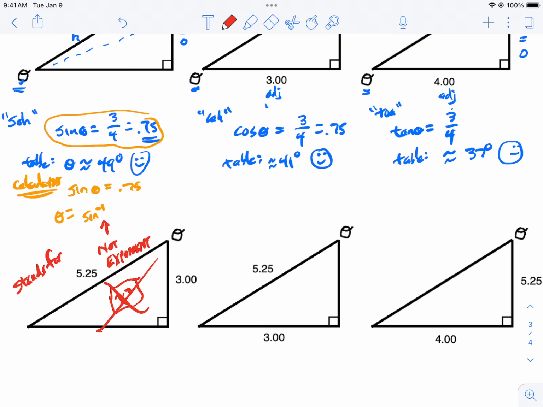Shift sine stands for inverse sine. If you ever do any college algebra, there are functions and there are inverse functions. What's a function? Well, you plug things into it. What's an inverse function? Well, you go the other way.